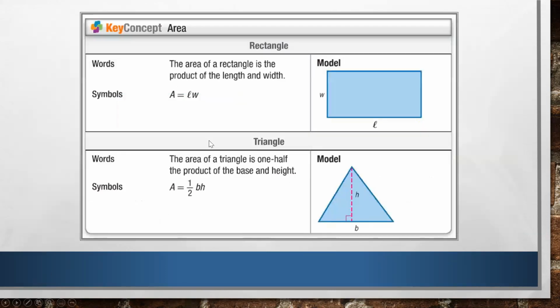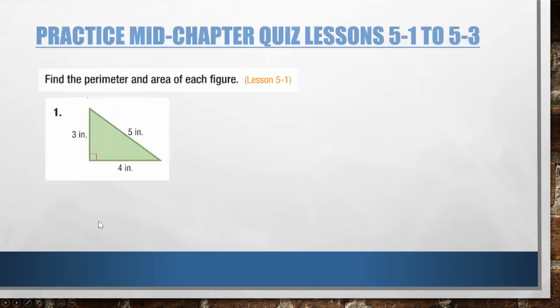Okay. And then you also have to know how to calculate the area of a rectangle, which is area equals length times width. And the area of a triangle is half of the base times the height, okay? All right, so let's look at some of these problems. First one, number one says to find the perimeter and area of each figure, okay?